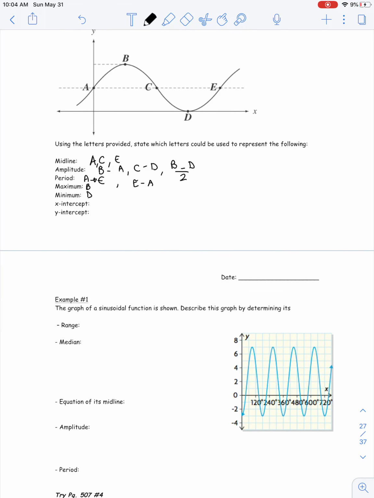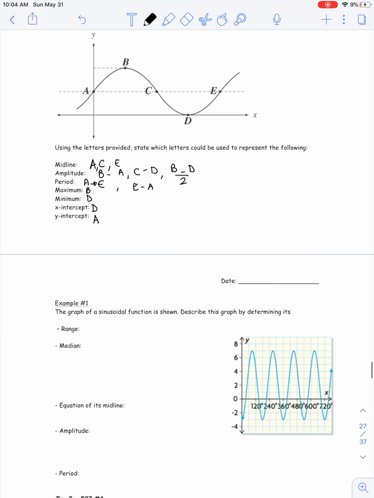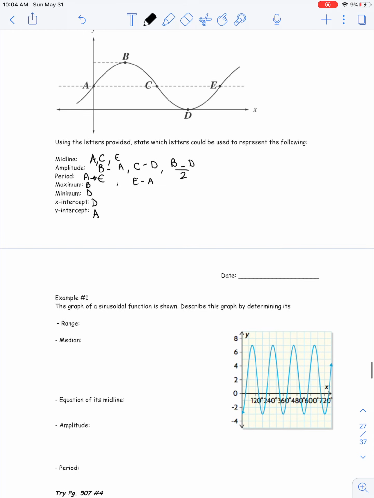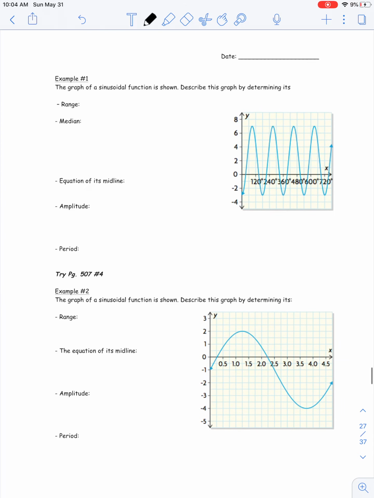Your x-intercept occurs at letter D, and your y-intercept occurs at letter A. So those are just a few ways to calculate those values. So it just depends on what you're given in the question.